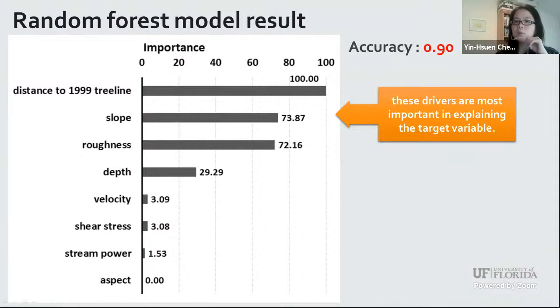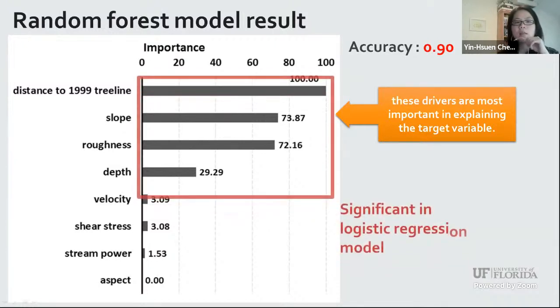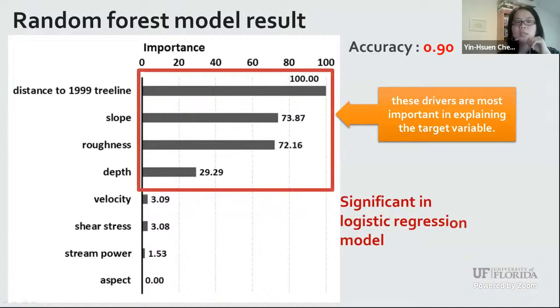The slope and the roughness are also important, in the 70s range. And the velocity, shear stress, stream power, and aspect all have really low importance. One thing I think is kind of interesting is that the top 4 important variables are actually significant in the logistic regression model.